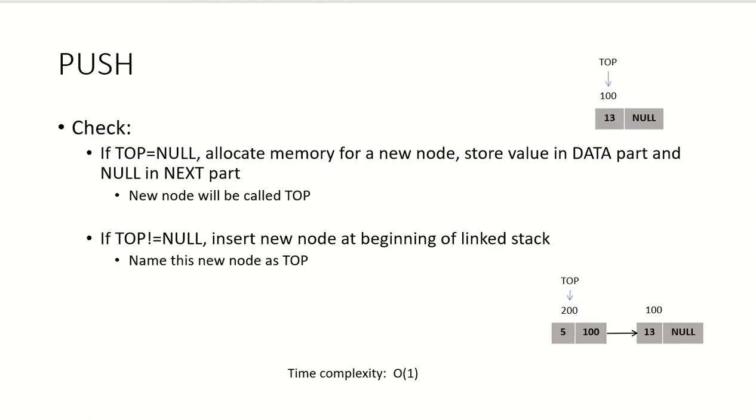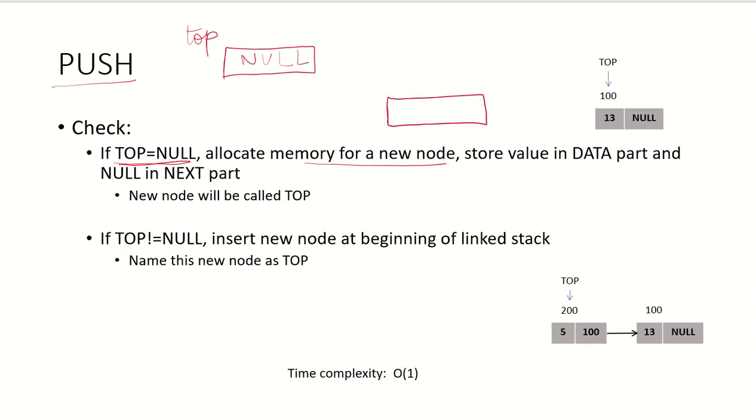So if we have to perform a push operation in the stack, the first thing we need to do is to check whether the top is null or not. If top is null, that means currently the stack is empty. There are no nodes in the linked list. So if this is the case and we want to do a push operation, that means we want to insert a new element in the stack, we will first of all allocate memory for a new node.